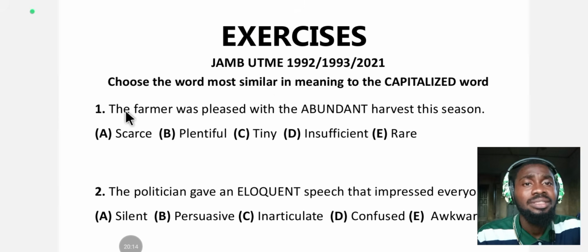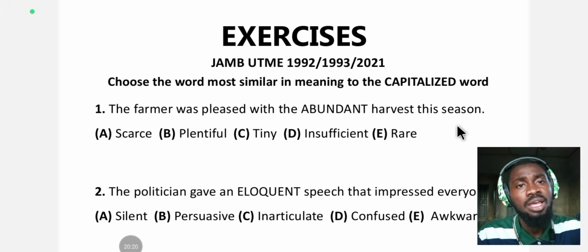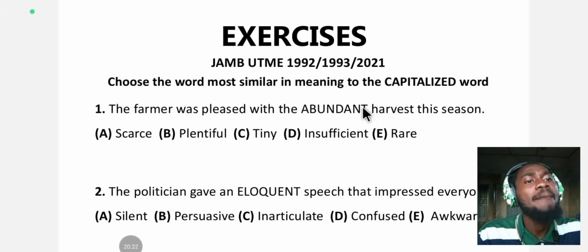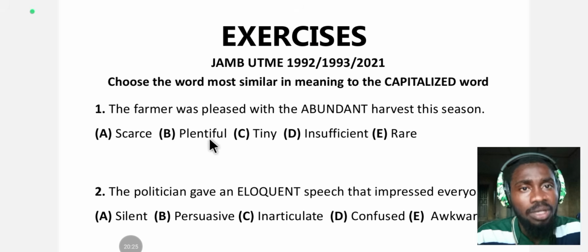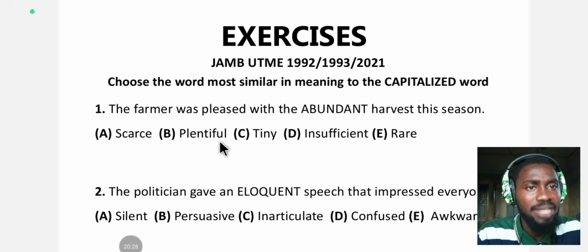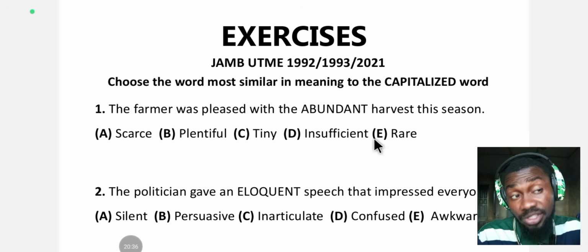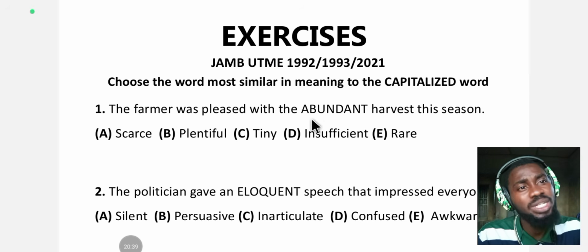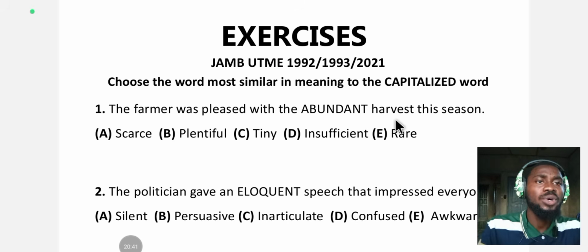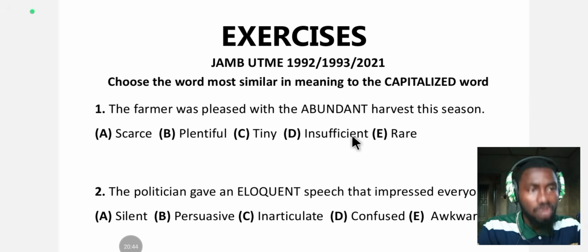Number one, the farmer was pleased with the abundant harvest this season. A, scarce. B, plentiful. C, tiny. D, insufficient. E, rare. What's your answer? Remember the instruction. The farmer was pleased with the abundant harvest this season. You answered correctly.